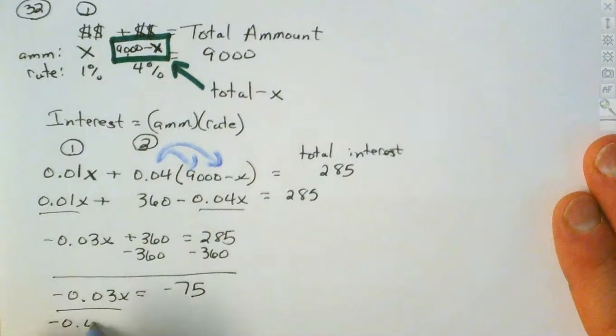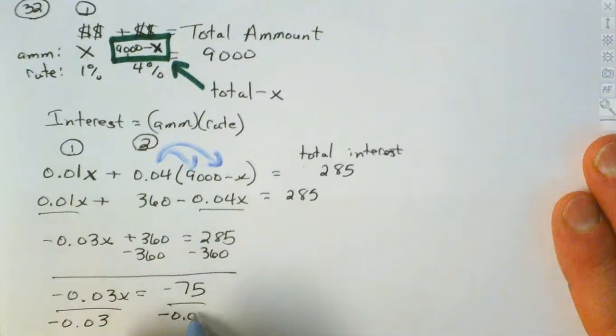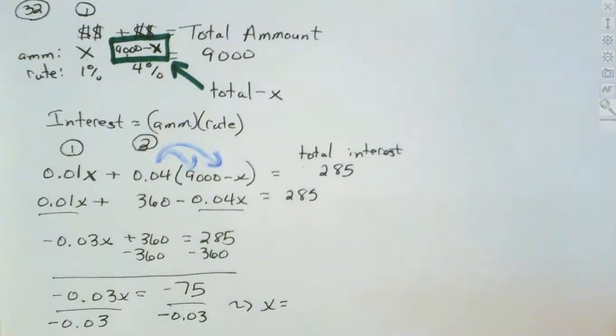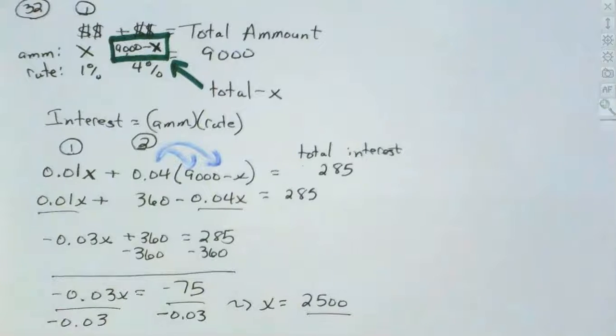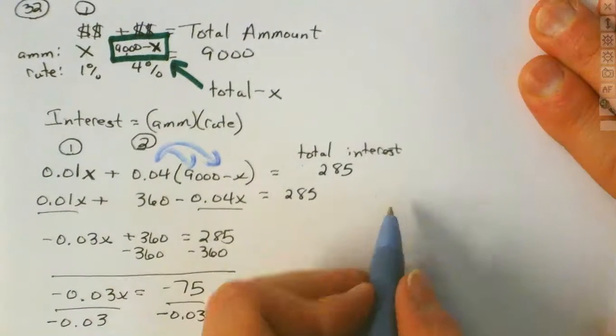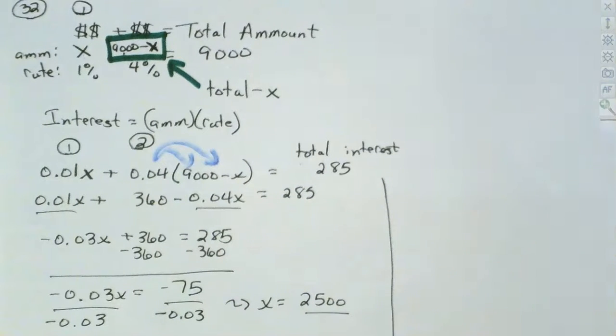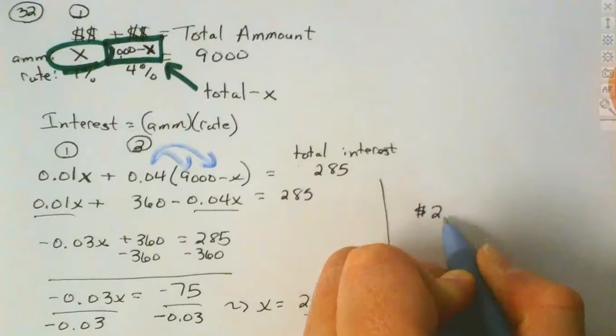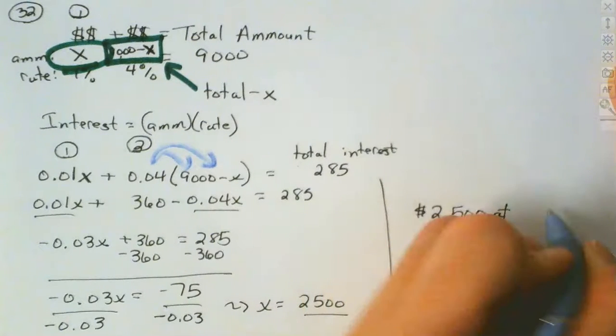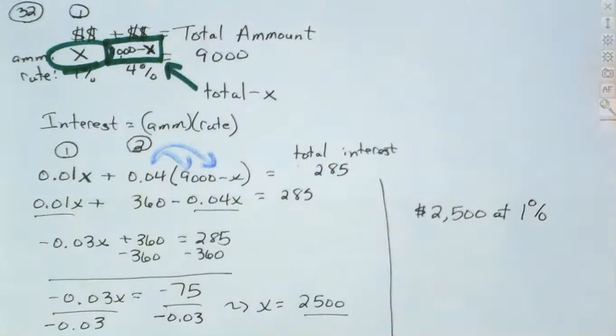We'll divide by that minus 0.03. And now we've got our x, which is 2,500. So what does that 2,500 represent? Let's make sure we know what that x really is. 2,500. That goes there, right? And what percentage rate went with that X? 1%. So we have $2,500 at 1%. Okay? We need to find the other one.